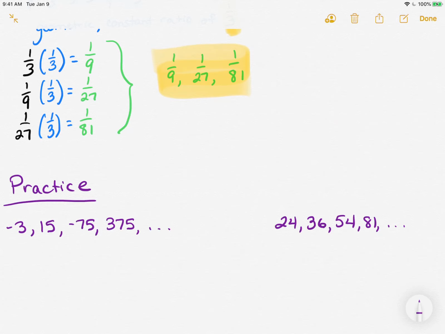So, Andrew, you see how it's negative 5 every time? That's what I'm multiplying by. So to find the next 3 terms, you just take the 375 and multiply by negative 5. That'll give you the next term. So you go from right to left instead of left to right when you divide.